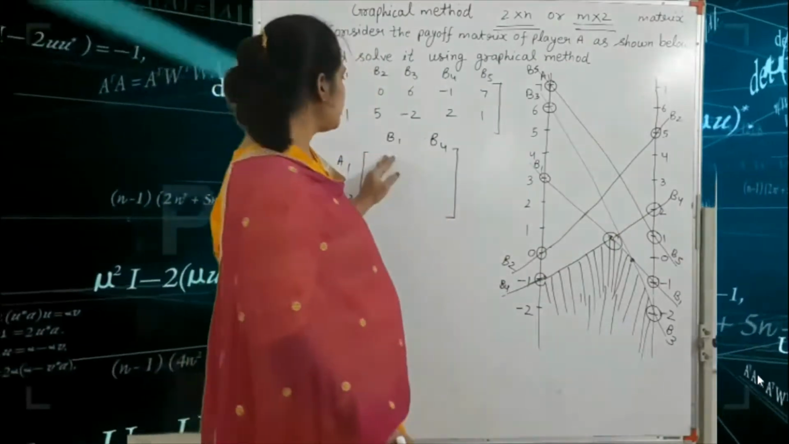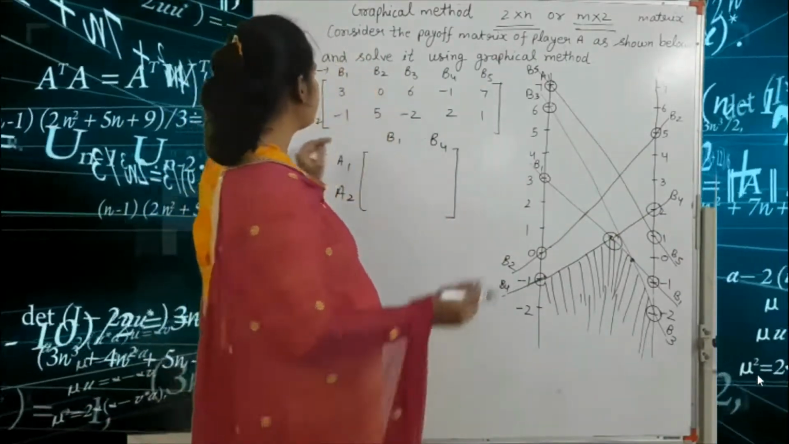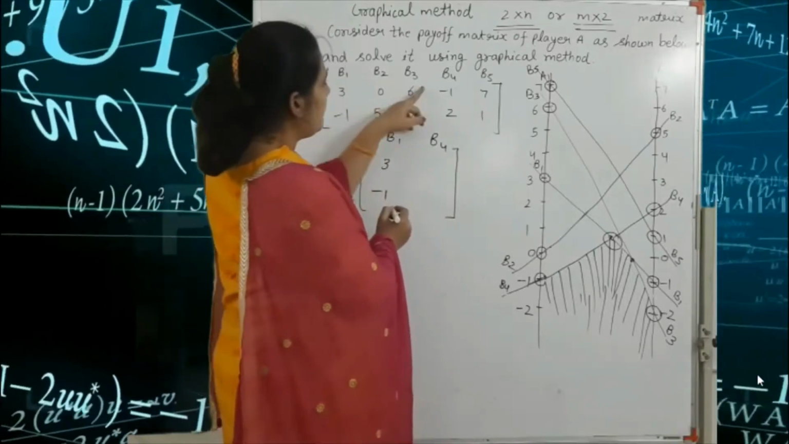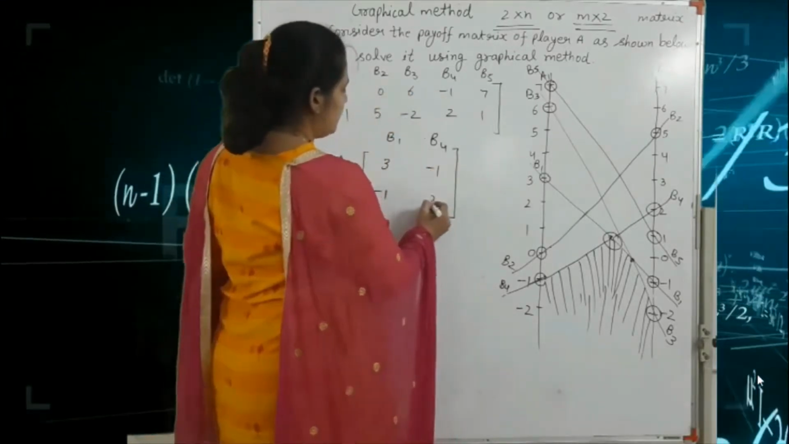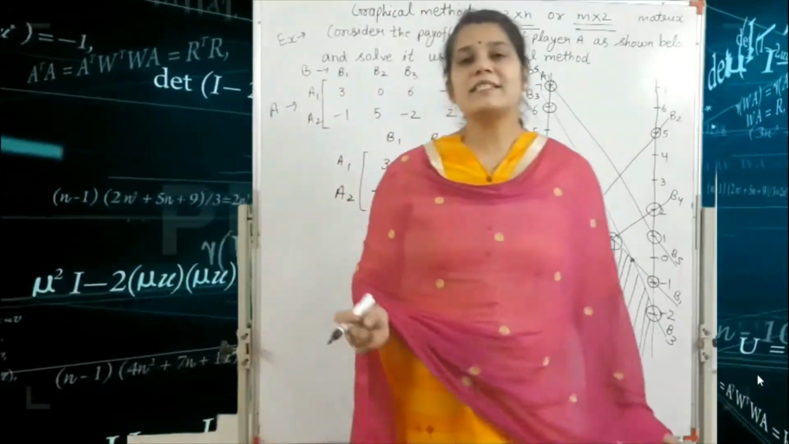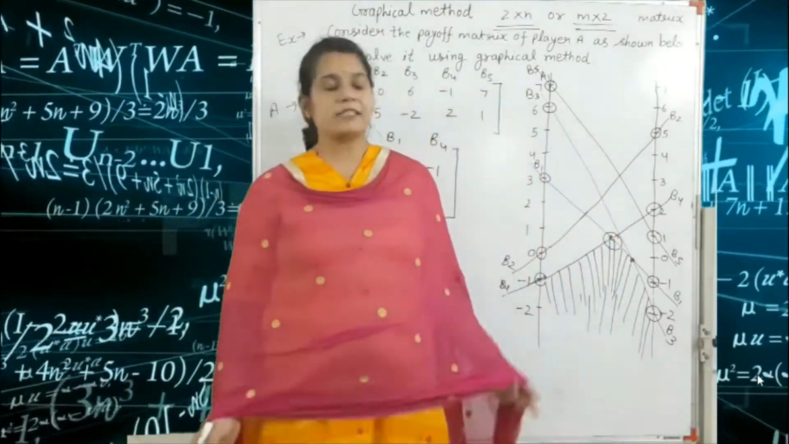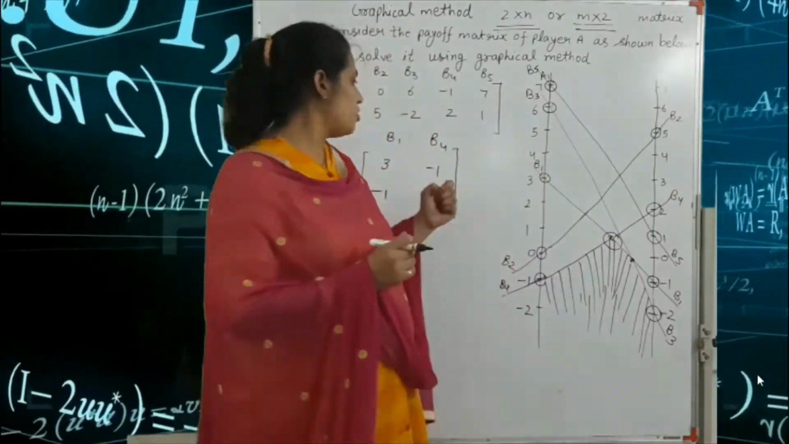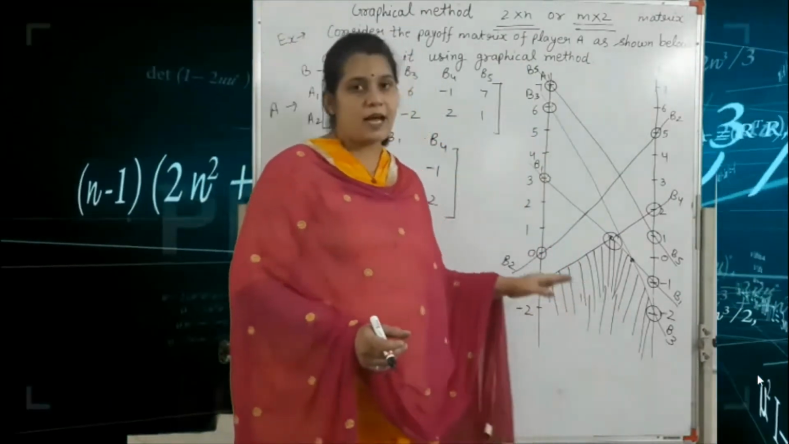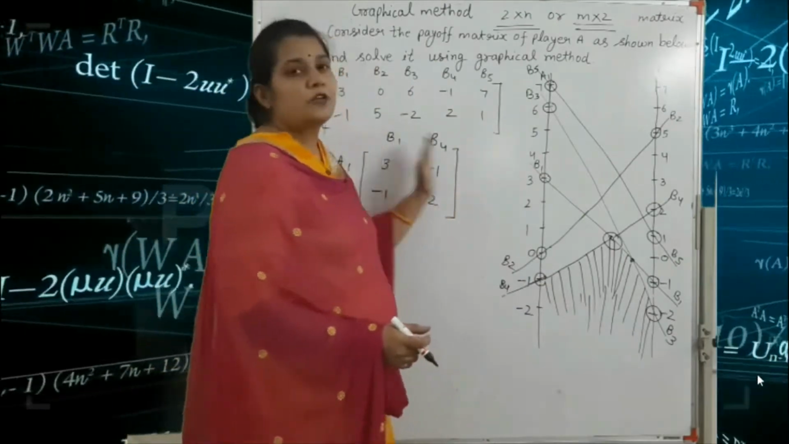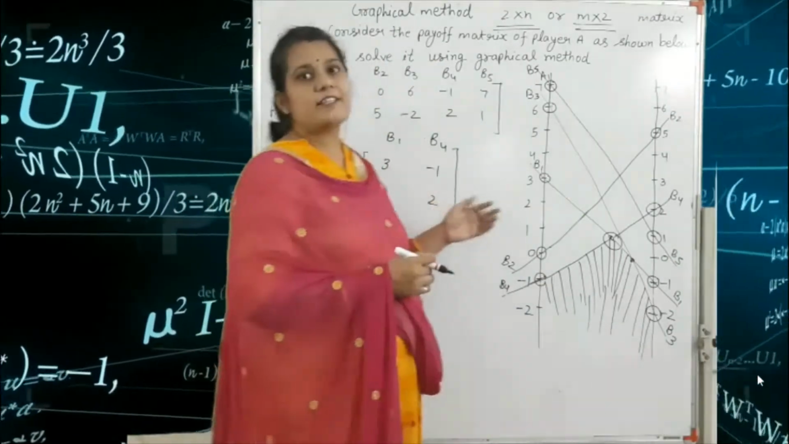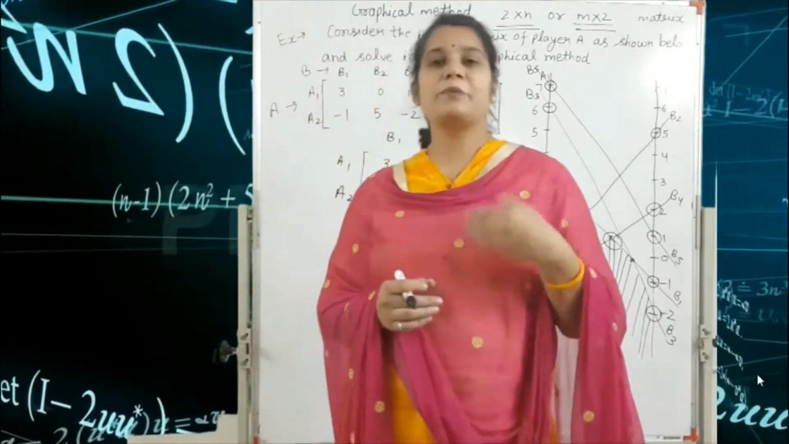So according to this question, we write here the value B1 is equal to 3 and minus 1, and B4 is equal to minus 1 and 2. Okay, so this is the graphical method. This method is very easy and very short, because according to this graph we map a 2 by 2 matrix very easily.